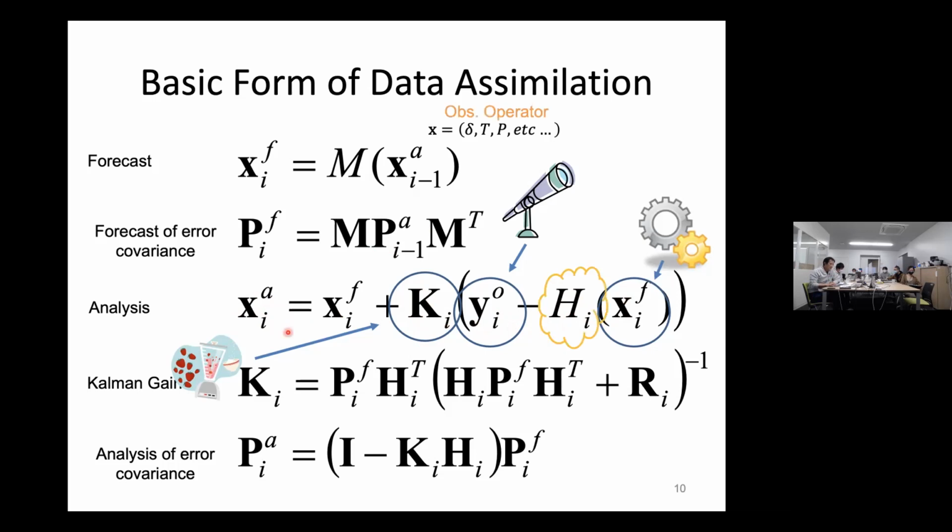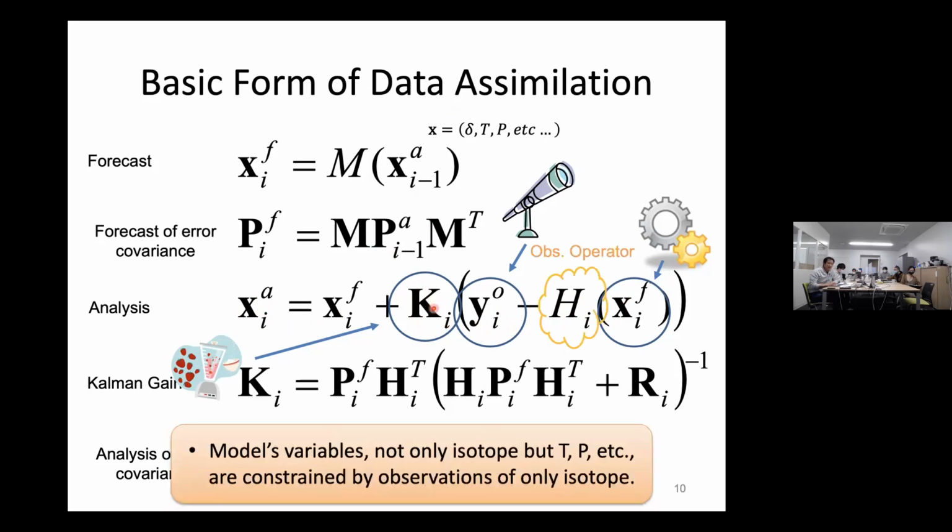So the message here is that those modeled variables expressed as X, not only isotope delta, but temperature and precipitation or humidity or wind fields, are also constrained by this Y, which can be isotope or meteorological fields or whatever. So once a direct comparison can be made between the modeled variable and the observation, all the variables in the X can be influenced.